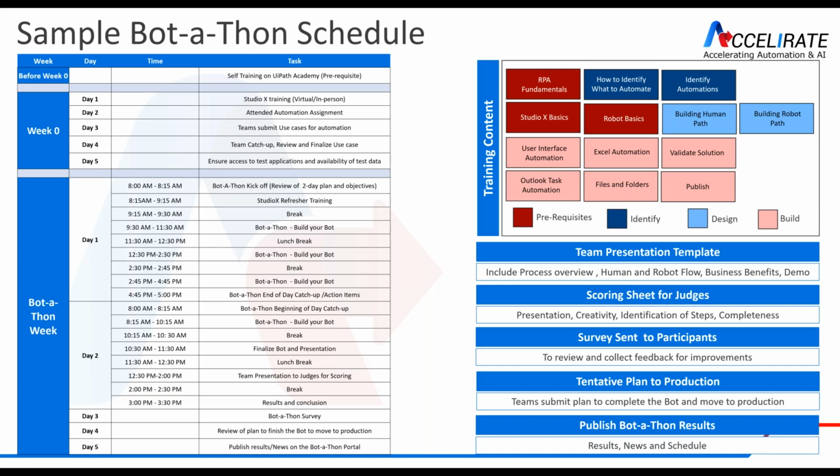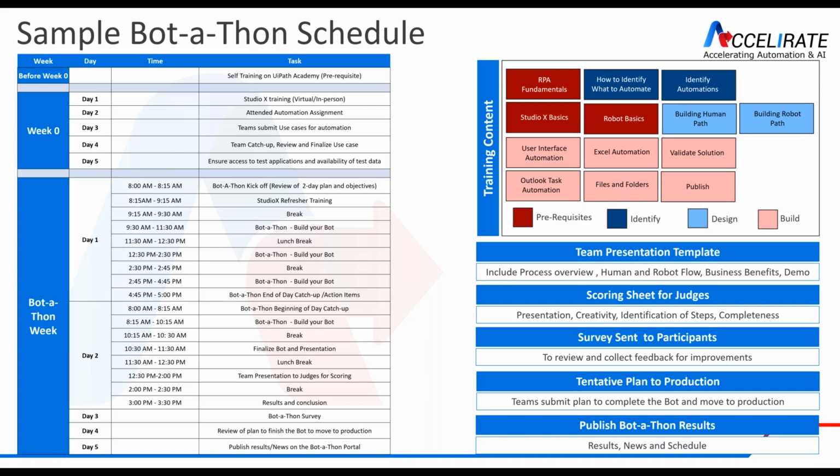And finally, we ensure that we have access to all the applications. Everyone has access to StudioX. There's test data that they can work on. And that all happens before the automation kicks off. Now, on the Bot-a-Thon week itself, it really runs over 2 days.